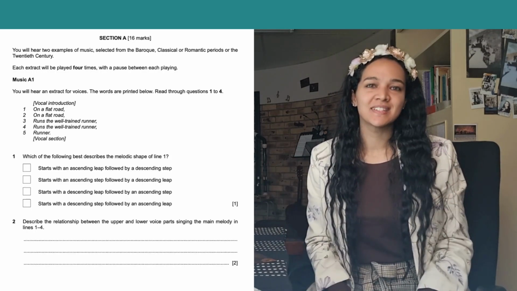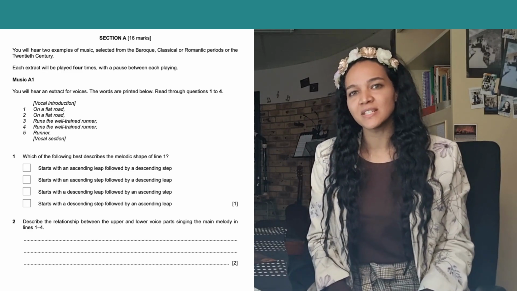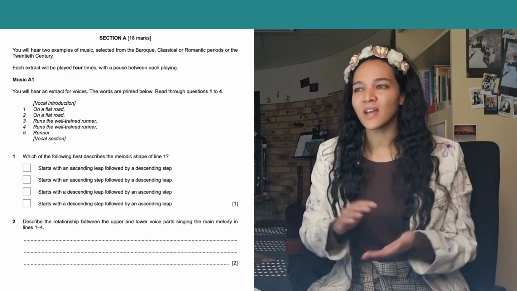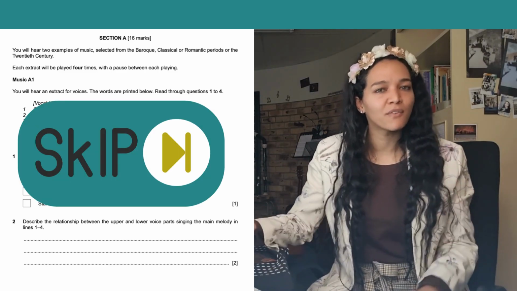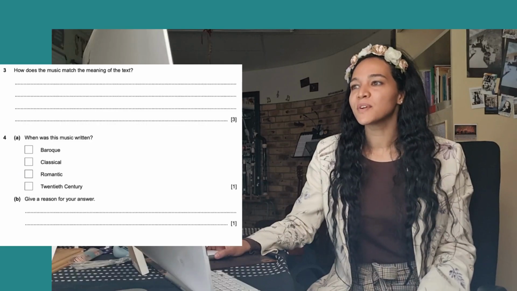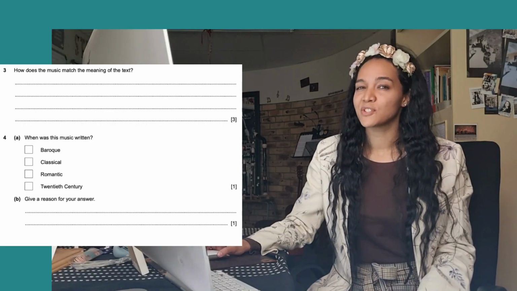Now, of course, in a certain subsection within the IGCSE paper, you don't have to answer it from beginning to end. So I definitely am going to skip this first batch of questions. I'm going to skip question 1 and 2. We'll come back to it after we've listened to the extract again. So I'm going to start at question 4.